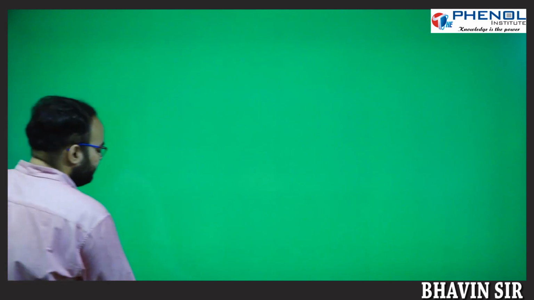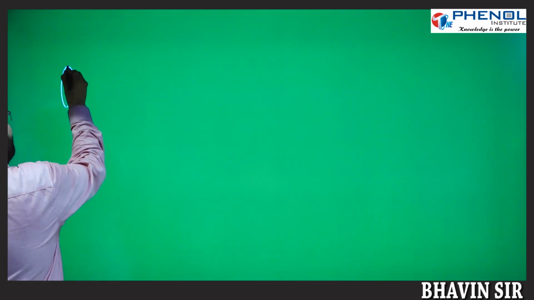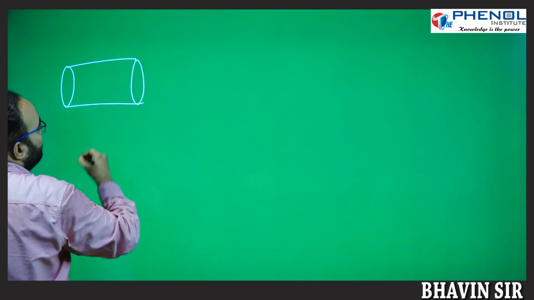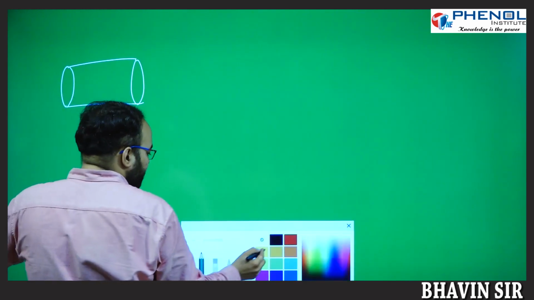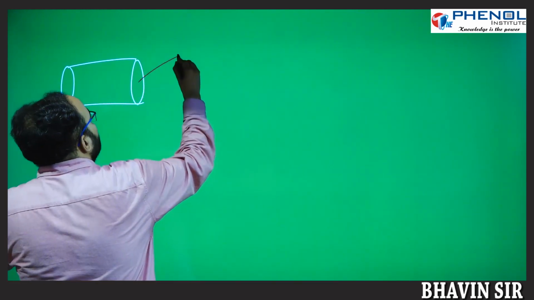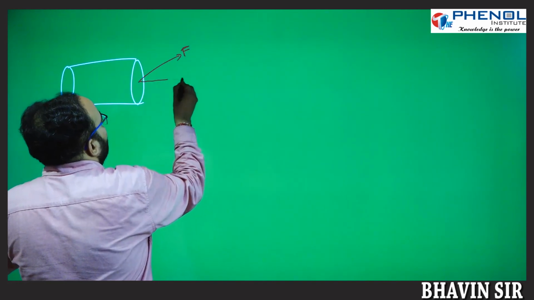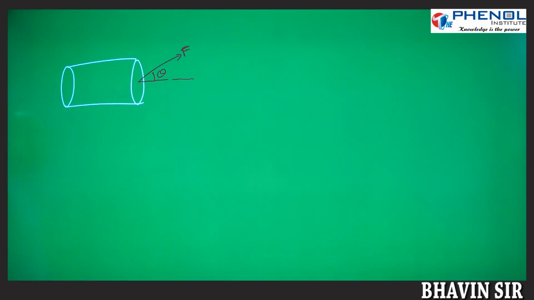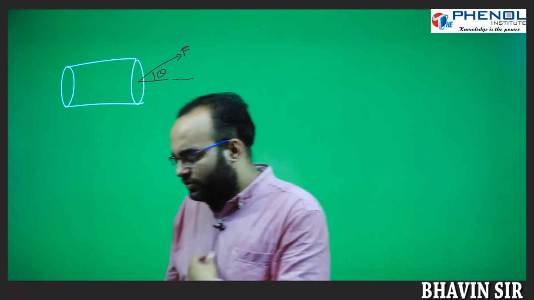Now we understand one example, students. Suppose this is one cylindrical wire and force is applied in that direction at an angle theta. So we consider its two components, students.